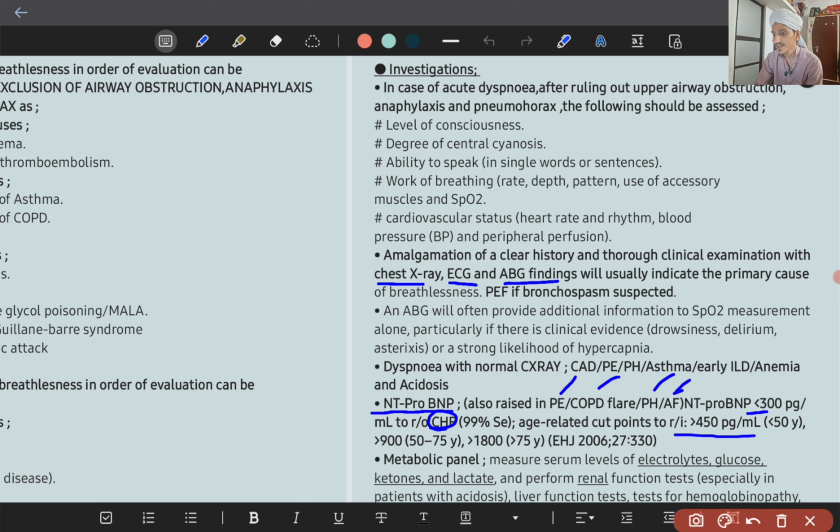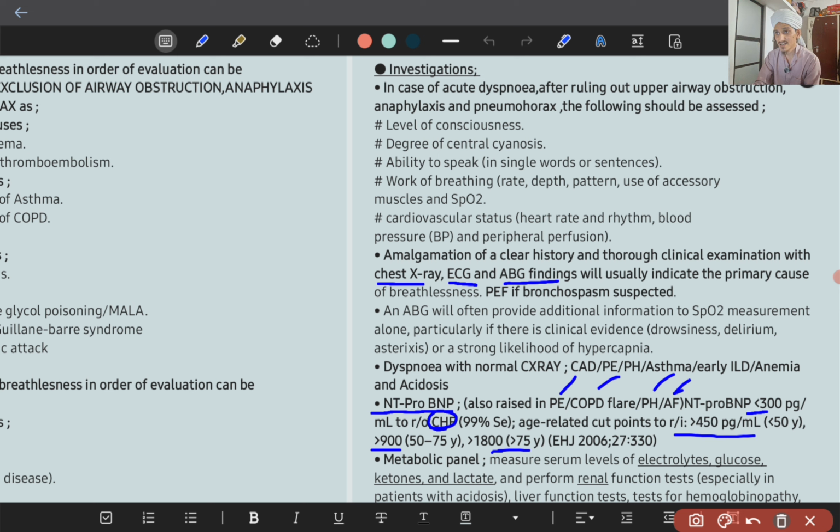Cardiac cause can be there. If the NT-proBNP is more than 900 in patients aged between 50 to 75 years, that shows a cardiac cause of breathlessness. In patients more than 75 years of age, more than 1800 picogram will indicate a cardiac cause of breathlessness. To rule out a cardiac cause in a patient of any age, if the level of NT-proBNP is less than 300, then that rules out the cardiac cause of breathlessness.